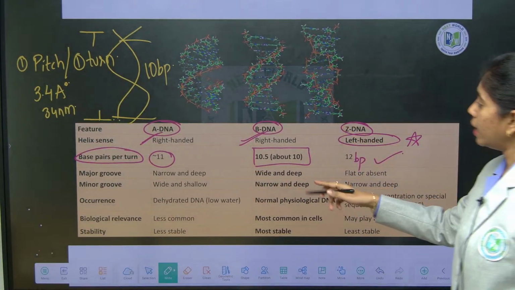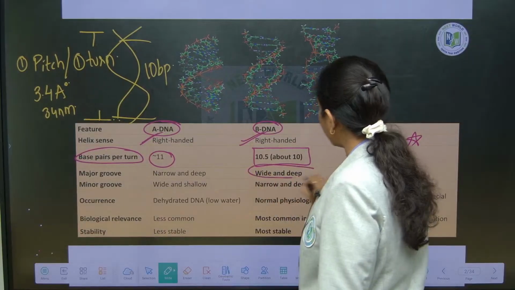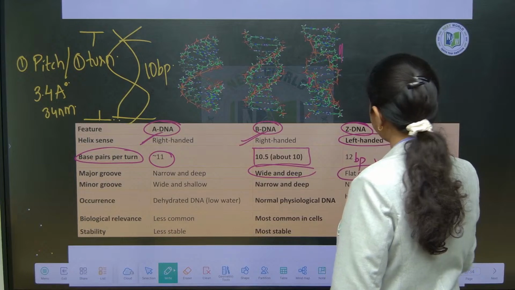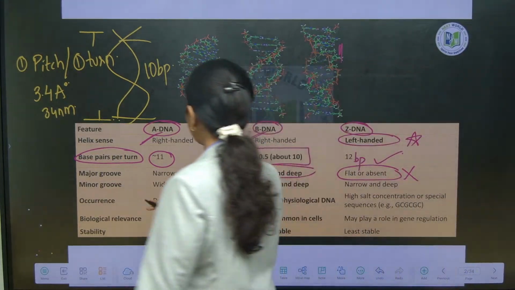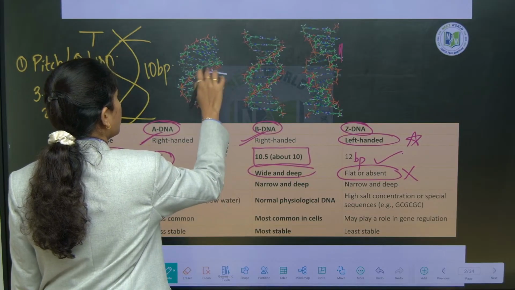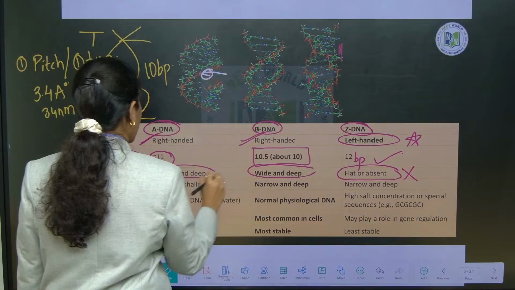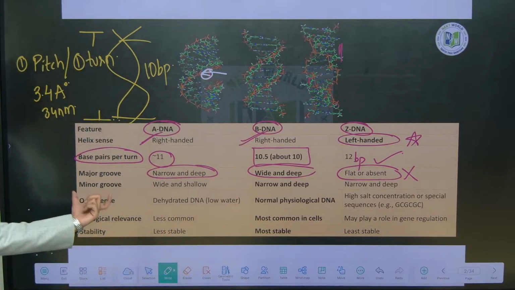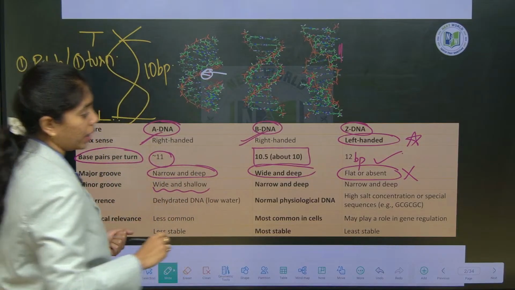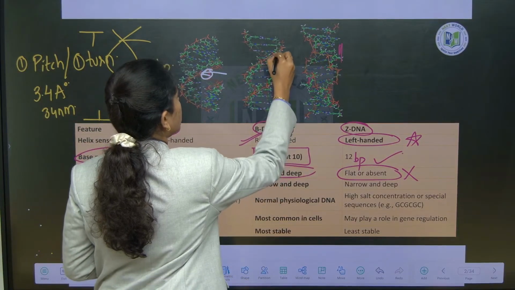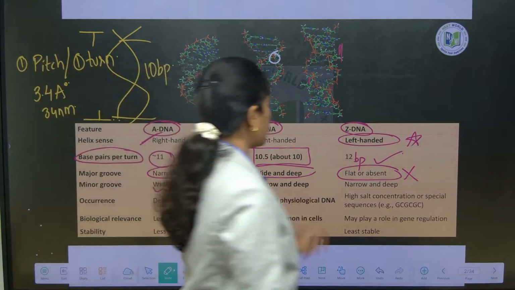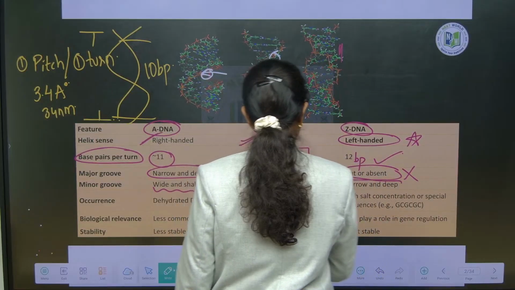Major groove in B type DNA will be wide and deep, and major groove will be flat or completely absent in Z-DNA. Major groove is narrow and deep in A type of DNA. Minor groove, you observe, it is wide and shallow in A type DNA, narrow and deep in B type DNA, and the same way, narrow and deep in Z type DNA as well.